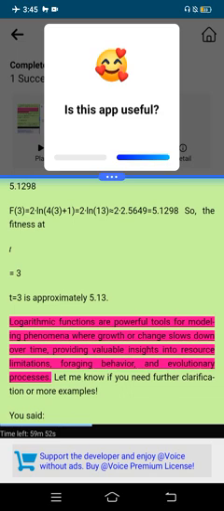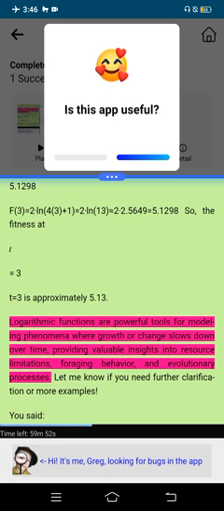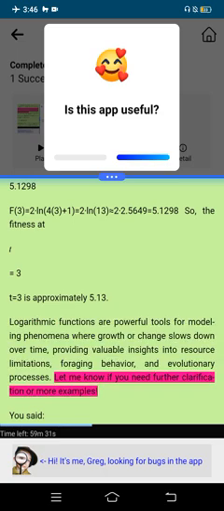Logarithmic functions are powerful tools for modeling phenomena where growth or change slows down over time, providing valuable insights into resource limitations, foraging behavior, and evolutionary processes. Let me know if you need further clarification or more examples.